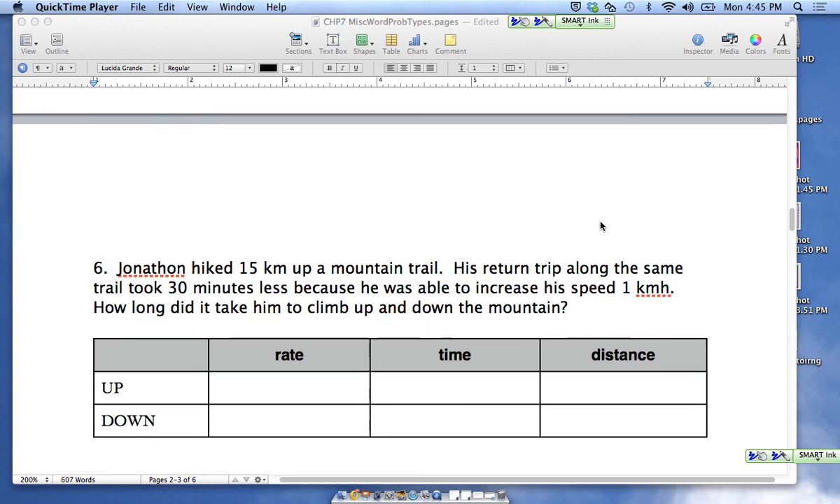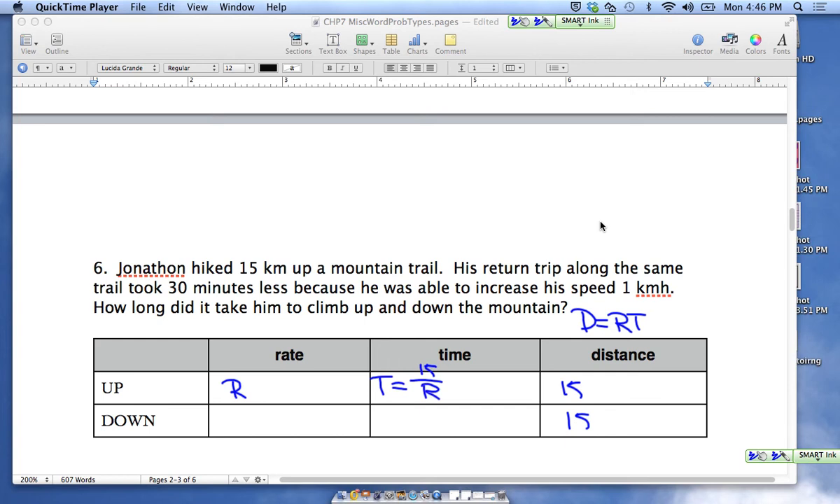Okay, let's look at number 6 together. Another distance, rate, time problem. So your basic relationship, distance equals rate times time. And this is Jonathan going up and down a mountain trail, taking the same route. So his distance both times is 15. I'm going to let the up portion of the trip just be my plain relationship with distance, rate, and time. I'm going to let his rate up be R, and then his time up, I will consider his time up as distance covered over rate, D over R.